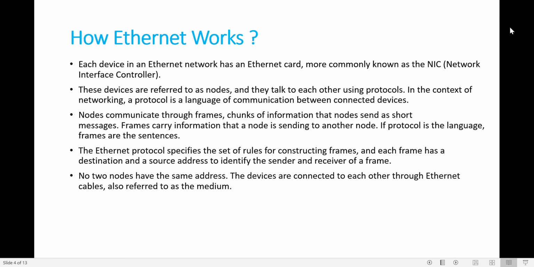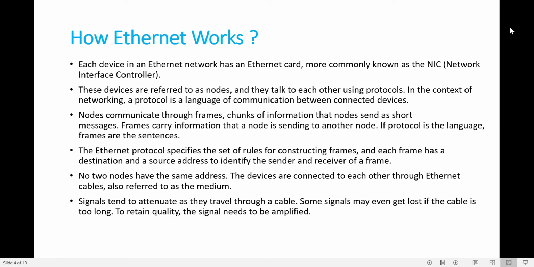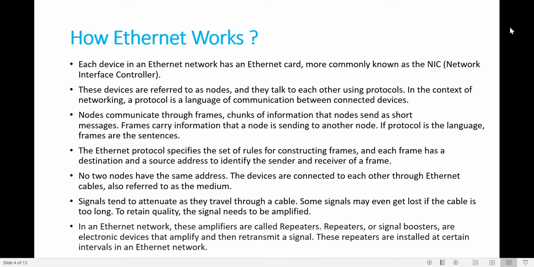The devices are connected to each other through Ethernet cables, and those cables are also referred to as the medium. Signals tend to attenuate as they travel through a cable. Some signals might even get lost if the cable length is too long. To retain the quality, the signal needs to be amplified. That means its power needs to be sustained. In an Ethernet network, these amplifiers are called repeaters. Repeaters or signal boosters are networking devices that amplify and then retransmit the same signal. These repeaters are installed at certain intervals in the Ethernet network.